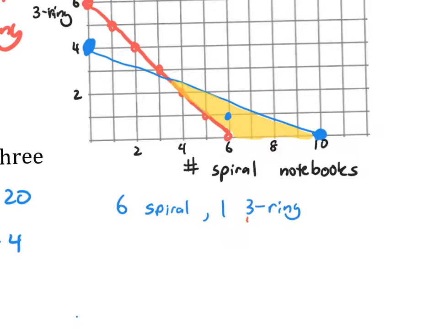Okay? All right, so if we pick this point right here, which is 5 spiral and 1 3-ring, it looks like, let me just double check to make sure that works. A 5 and 2, thank you. Let's just make sure mathematically that works. 5 of these would be $10. 2 of these would be $10. And 10 plus 10 would be exactly 20. So I would actually meet budget there.